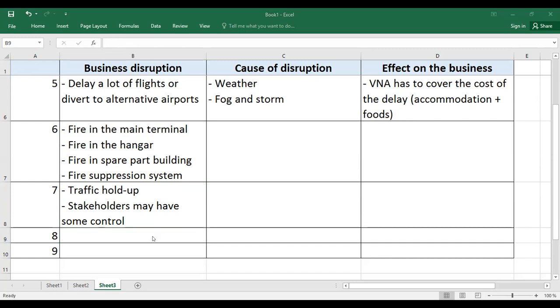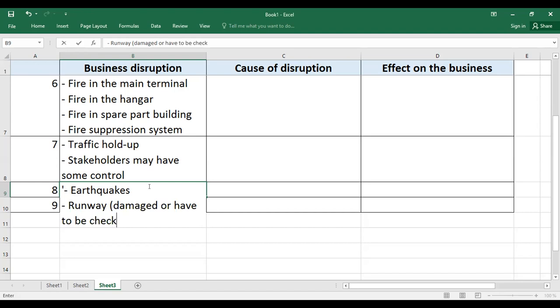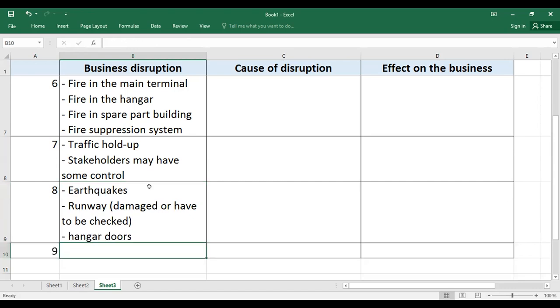Another one that crosses my mind, depending on what part of the world, you may have earthquakes. Clearly after an earthquake, even if the runway isn't damaged, the runway has to be checked to ensure it's not damaged. So it takes time. Thinking of assets that could be damaged by earthquakes, assets may fail anyway. For example, hangar doors may become jammed. And it can take quite a significant amount of time to repair a very large hangar door.